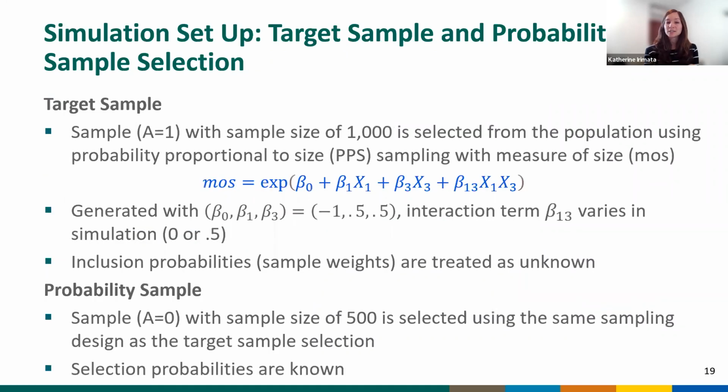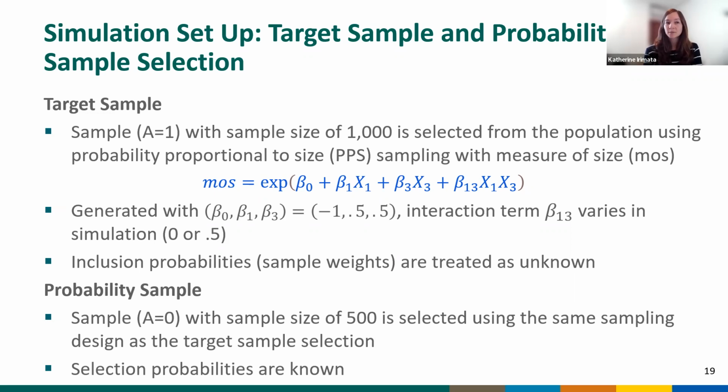Once we have our population simulated, we can draw the target sample, which would be our web sample in this example, and then the probability sample. The target sample has a sample size of 1,000, and we select it from the population using probability proportional to size sampling, PPS sampling, with a specified measure of size. Again, not focusing on the equation so much, but seeing that it depends on our x1 variable, the confounder. So these variables were associated with both selection into our sample as well as creating the outcome. And then the variable x3, our selection variable, is only related to inclusion in the sample.